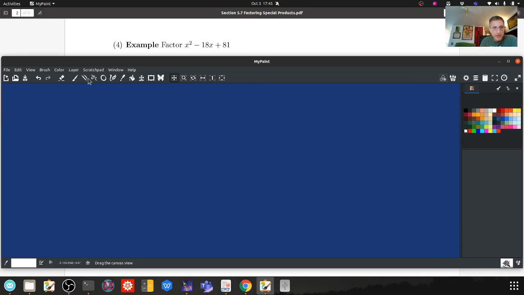So here we go. x squared minus 18x plus 81. So what is the square root of x squared? Well, that is actually x. That's easy. What's the square root of 81? Well, that's 9. So my first two criteria have been checked.